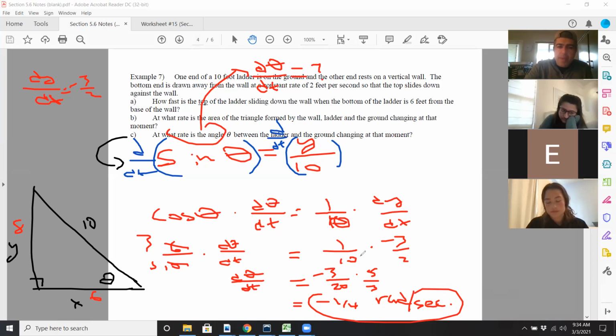That's what's happening with that problem. So this is a quintessential related rates problem. It's like one of the most fundamental related rates problems. Any questions?